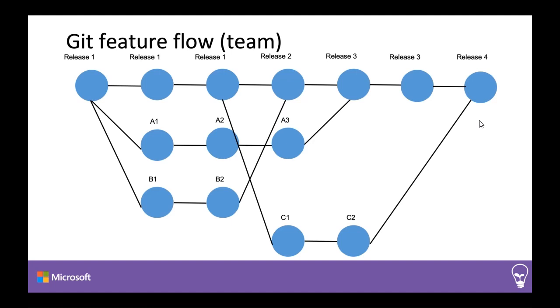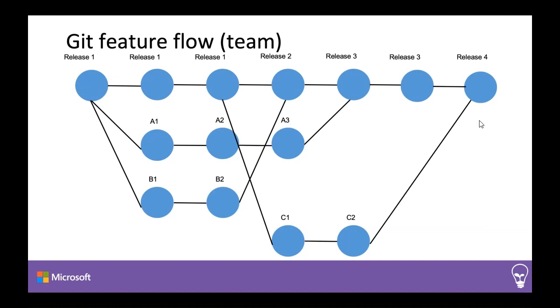So if we take a look at this, at the top level, we have the release branches. Every time something's pushed into it, it creates a new release. So we see release 1, release 1, release 1, release 2. Release 2 was created when the B branch merged into master, and it created release 2 with a B feature. Straight after that, we have release 3, where the A branch merged into master. And then we have release 4 right at the end, when the C branch merged into master.